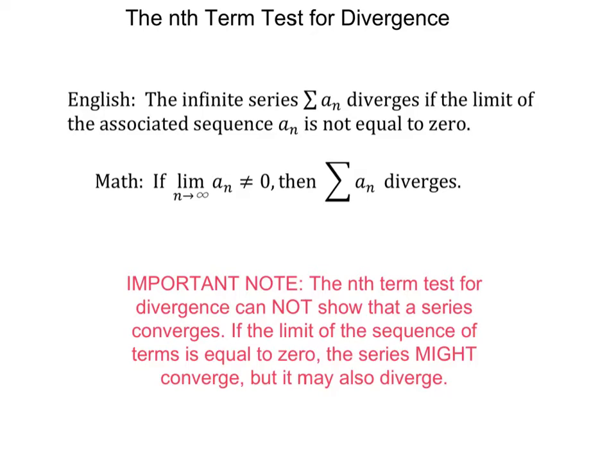So here's the idea. If you have a series, a sub n, that series will automatically diverge if the limit of the associated sequence is not 0. So, using math notation, if the limit of your sequence is not 0, then by the nth term test for divergence, this series will automatically diverge.